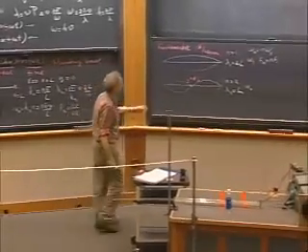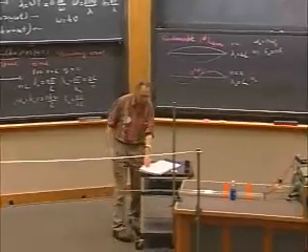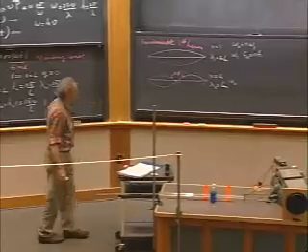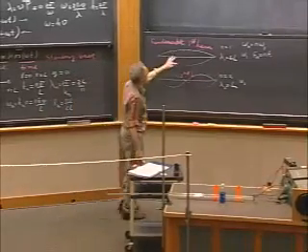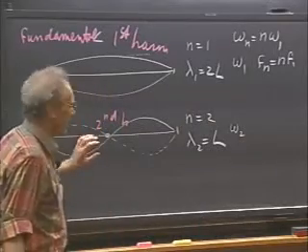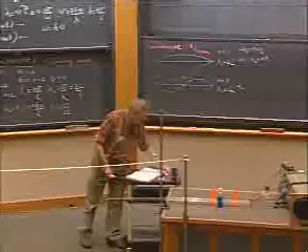They're also sometimes called overtones. When we talk music next Thursday, I will often use the word overtone. So if the lowest frequency in this mode were 100 hertz, then the second harmonic would be 200 hertz, the third harmonic would be 300 hertz, and so on.